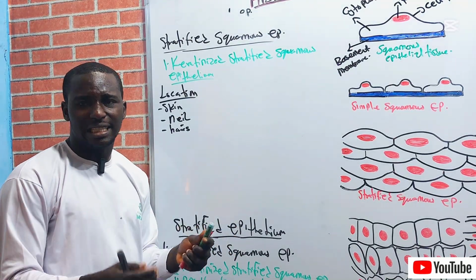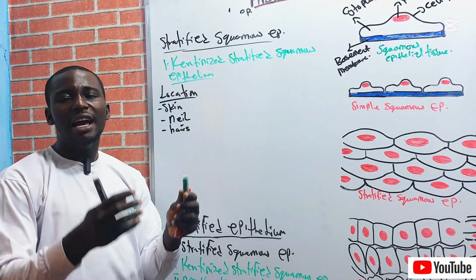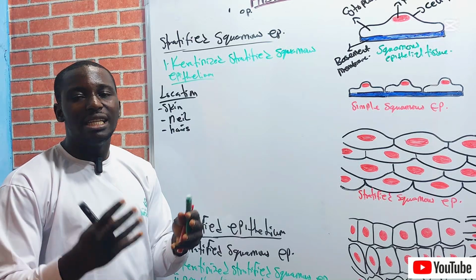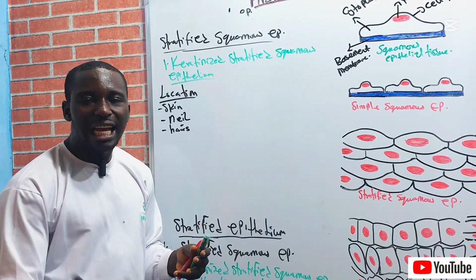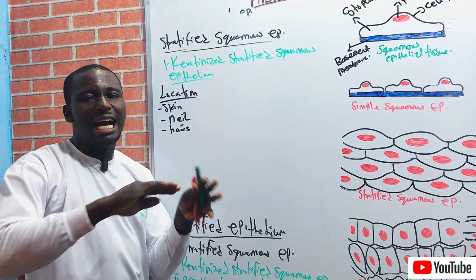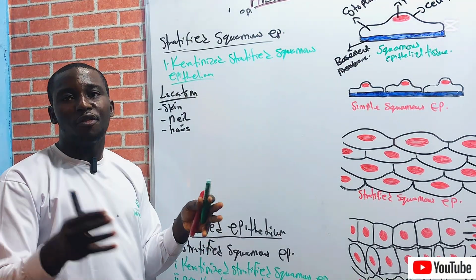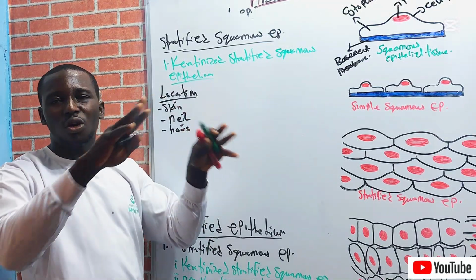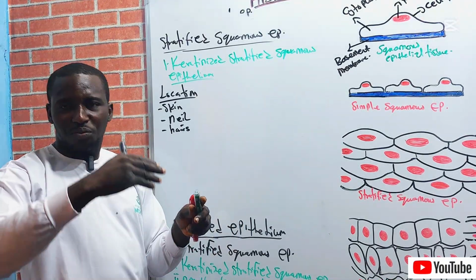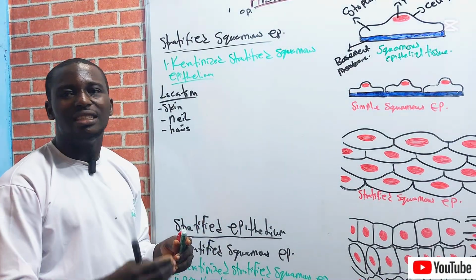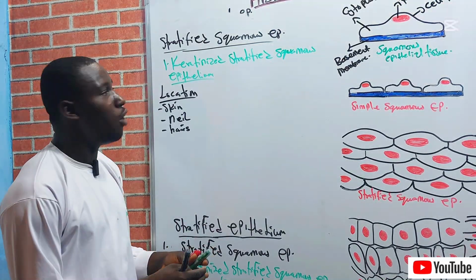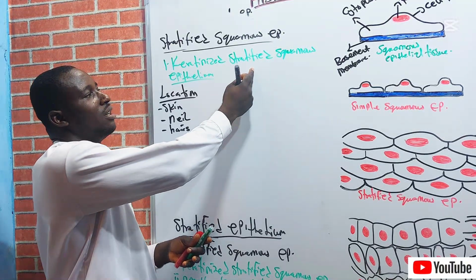As they contain that protein keratin, they form a very tough and relatively waterproof protective layer, thereby protecting the living cells from drying. Because they cover the surface, they protect the living cells so that they will not dry off. So that is the work of the keratinized stratified squamous epithelium.